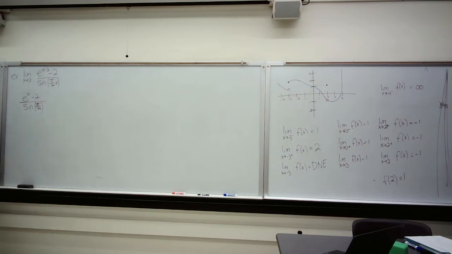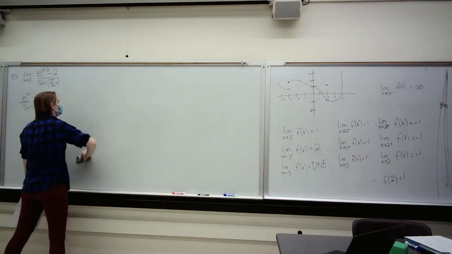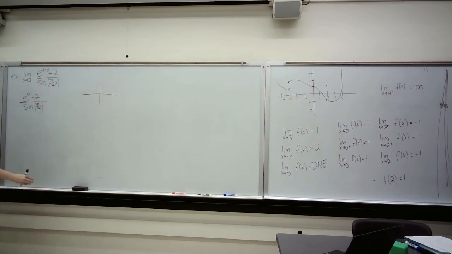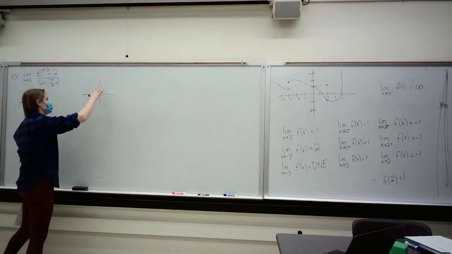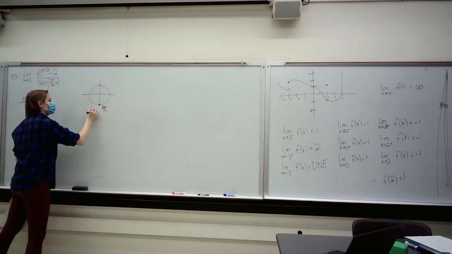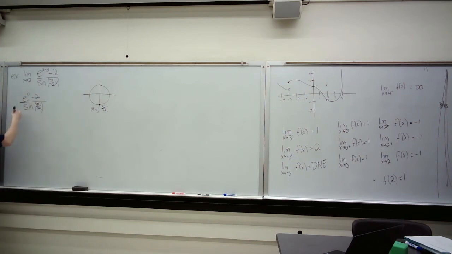Well, sine of 3 pi over 2, I can again use my special right triangle to figure out what that is. Remember, this goes back to 3 pi over 2, I'm dealing in my third quadrant here. What is my sine value here? 0, -1, so my sine value is -1. So this would just be 1 minus 2 over -1, which is -1 over -1, which is 1.